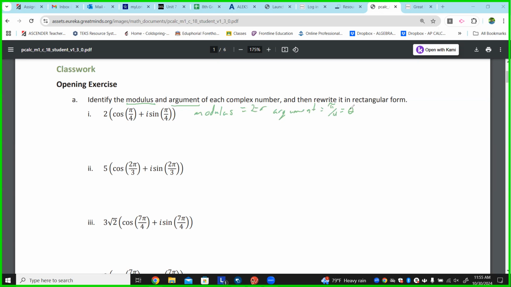Is that easy to write with? I like it. It's nice.